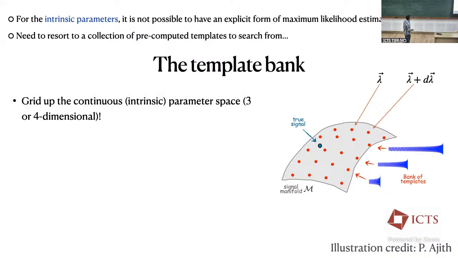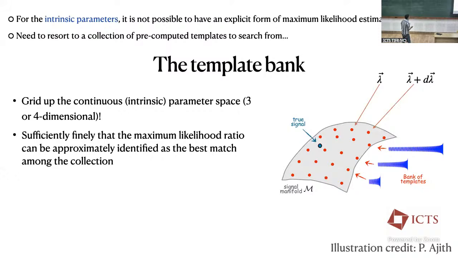So we grid up the continuous parameter space. The intrinsic parameters were 8 in number, but we often see that mass 1, mass 2, and certain combinations of spins are sufficient. So it's usually 3 or 4 dimensional. And we sufficiently finely grid this signal parameter space manifold such that the maximum likelihood ratio can be approximately identified as the best match among the collection. The true signal should at least lie close to one of the templates that we have in the template bank.